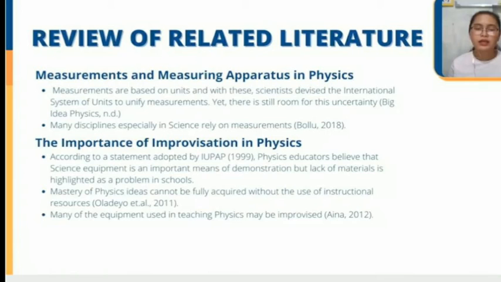So, the importance of improvisation in physics. Okay, according to the statement adopted by IUPAP 1999, physics educators believe that science equipment is an important means of demonstration, but lack of materials is highlighted as a problem in schools. And mastery of physics ideas cannot be fully acquired without the use of instructional resources. It was according to Oladeo et al. 2011. And many of the equipment used in teaching physics may be improvised. It was according to INAT 2012.